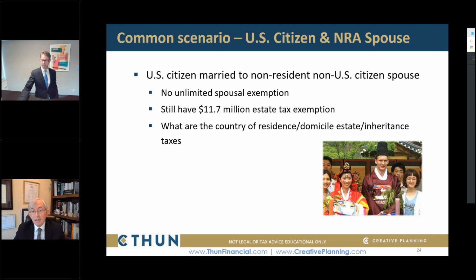And again, if you're well over this 11.7 million, maybe it's worth your while setting up a qualified domestic trust. You know, let's say you have U.S. children from a prior marriage. Now you're married to a non-U.S. non-resident. And then maybe something like QDOT will work for you. But importantly, we're going to have to think about, well, what are the rules in your country of residence or domicile, and what other estate and inheritance taxes might we then be exposed to? Next slide, please.